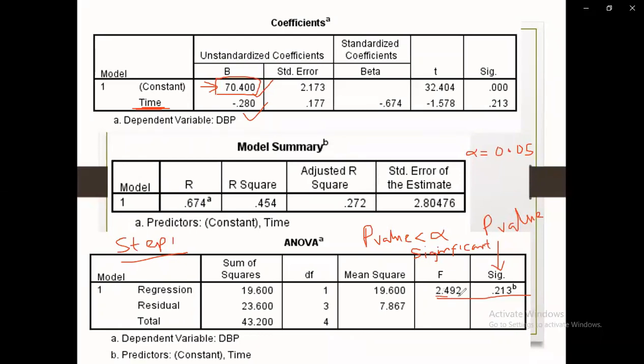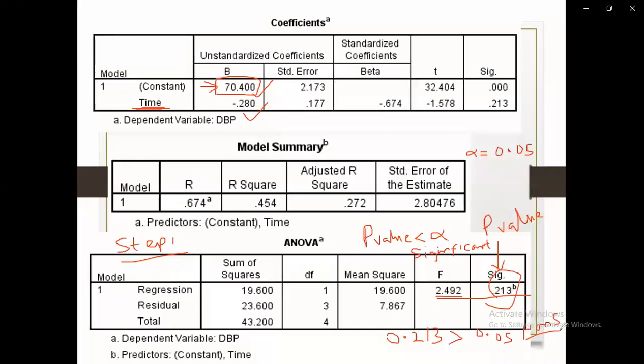Now, in this context, we can clearly see that our p-value here, which is 0.213, is far, far greater than 0.05. So in that case, we can only conclude non-significance, which means that we are going to stick with the null hypothesis. Once it's non-significant, we'll stick with the null hypothesis. We state that what?